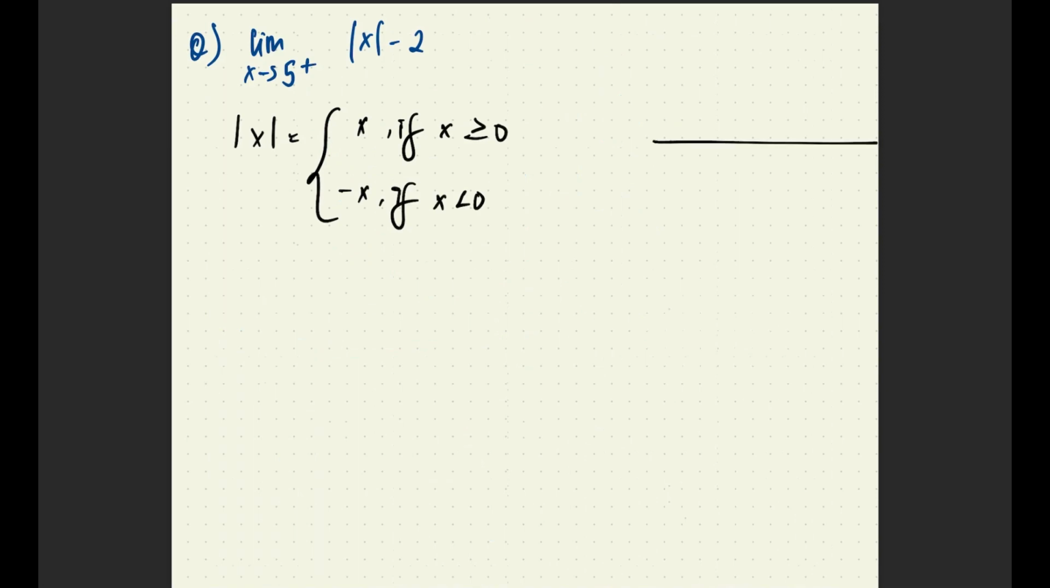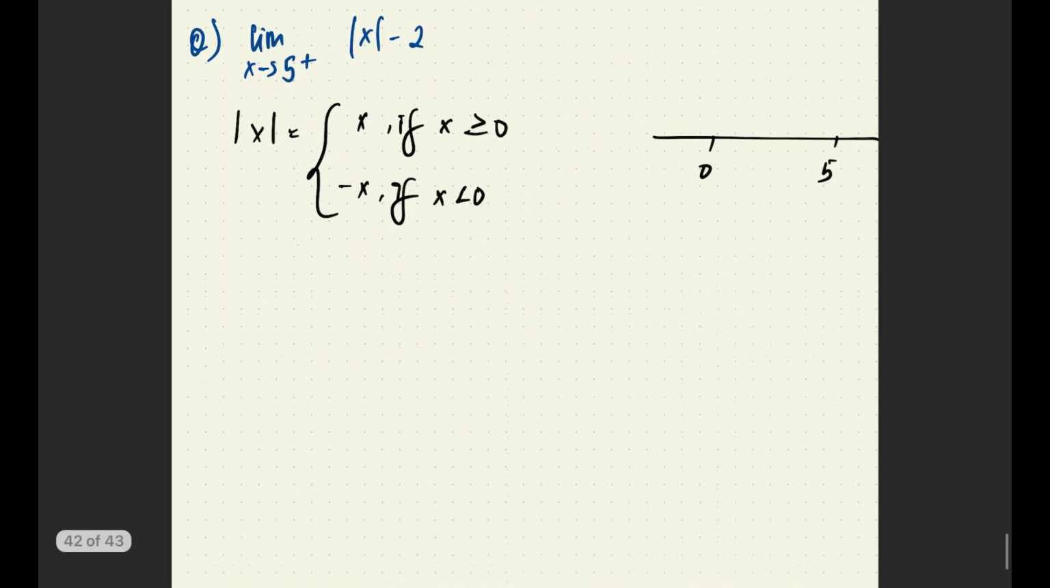So just imagine a number line over here. This is your 0, and you have your 5 somewhere here. So we are approaching 5 from the right-hand side, in this direction. So our x value is a number that is, in the slightest terms, greater than 5. Think of it as 5.1.